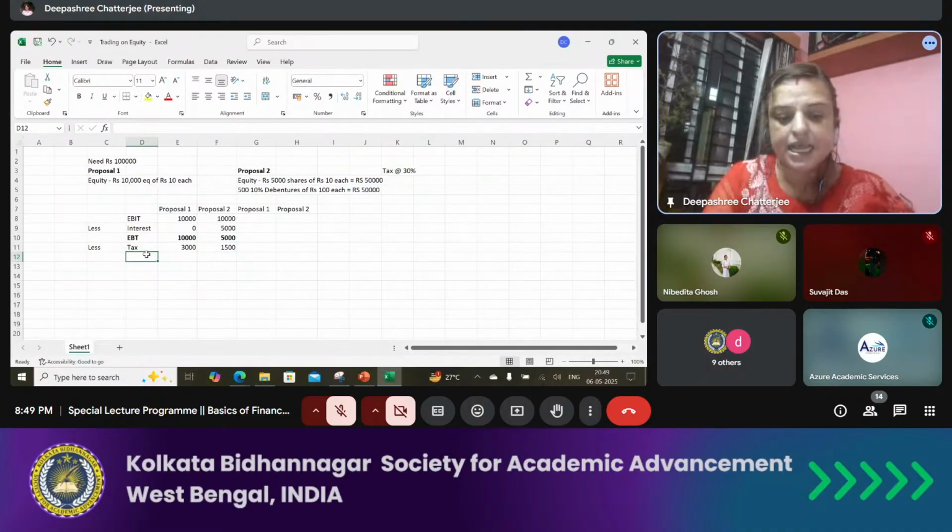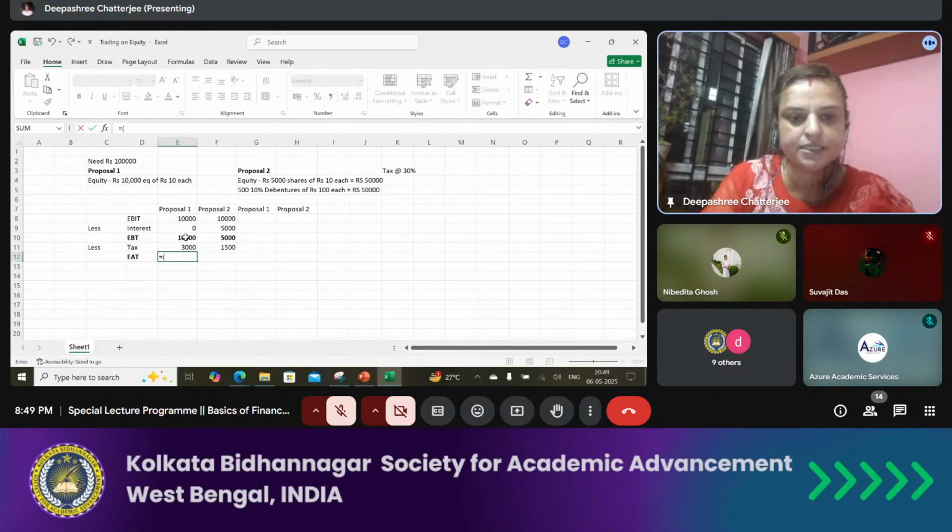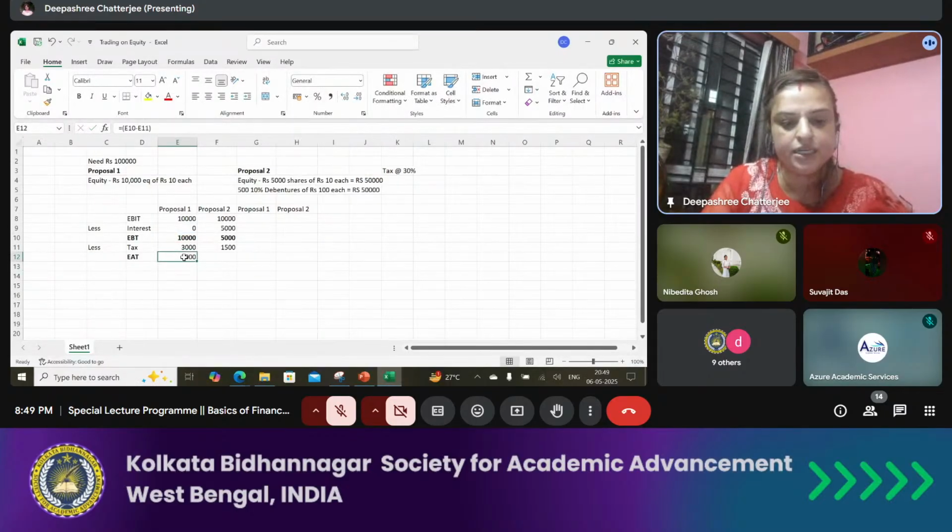After deducting tax, we will arrive at something which is called earning after tax. So what will be the earning after tax here? 10,000 minus 3,000. So this will be 7,000. And 5,000 minus 1,500, which is 3,500, right? This is our earning after tax, right?